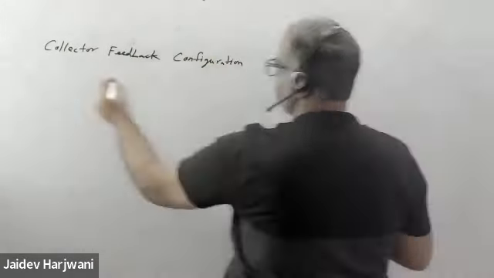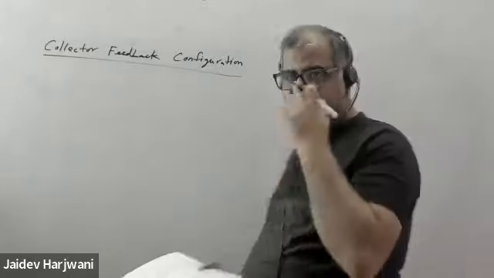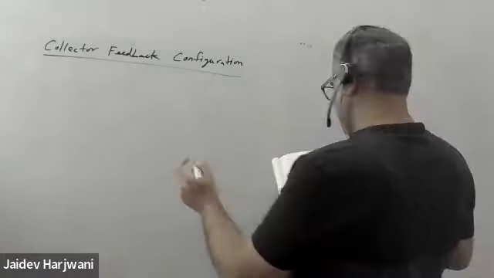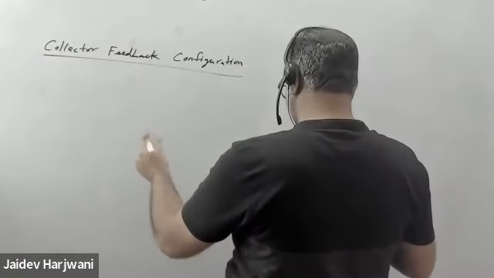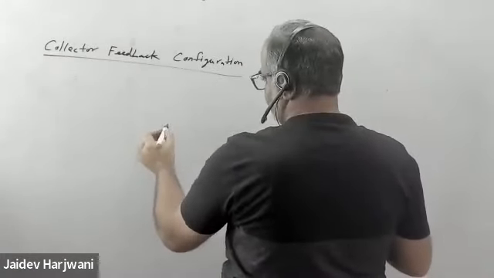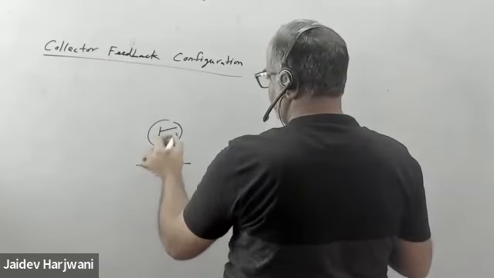So this whole circuit I am doing from the Boylestad book. Please look at that book, the soft copy is available in the Drive. Now, collector feedback means you have feedback from the collector. I am directly making this a ground.